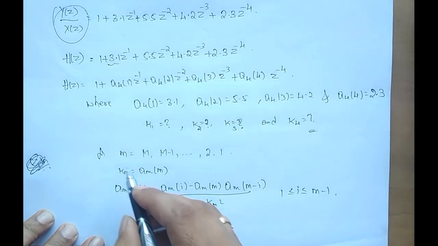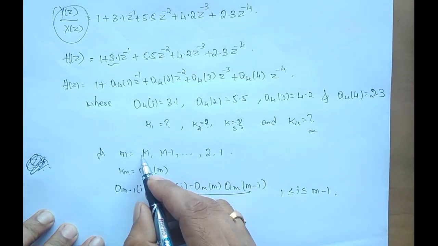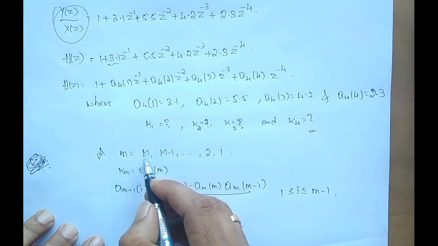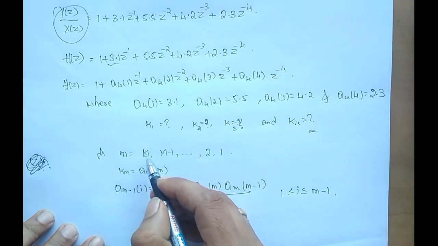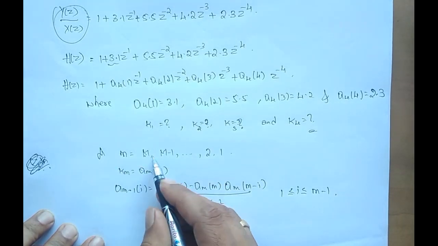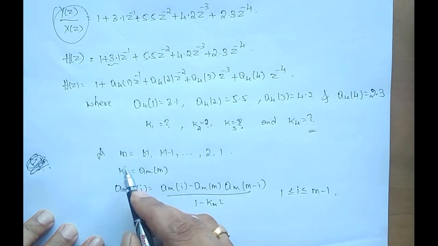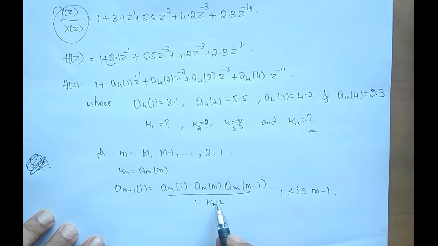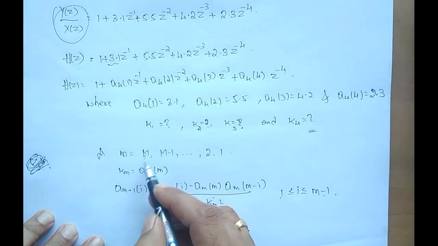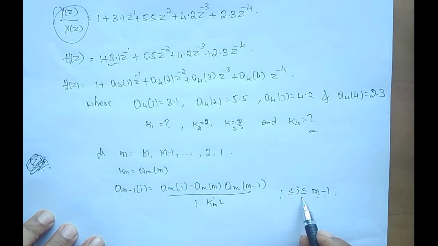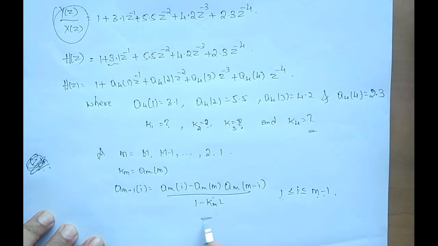So here what happens? The first m value is 4 because the order is 4, right? It takes 4, does this operation, comes back, takes 3, does this operation, comes back, takes 2, does this operation, comes back, takes 1 and does this operation and stops. For m equal to 4, I is varying from 1 to 3. For m equal to 3, I is varying from 1 to 2. And for m equal to 2, I takes the value 1 and it stops. Okay, that's what is happening here. So we'll do that.